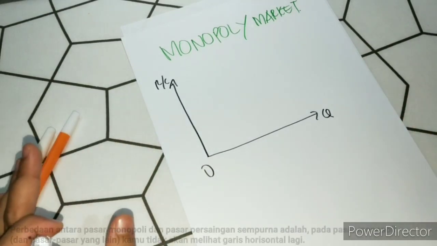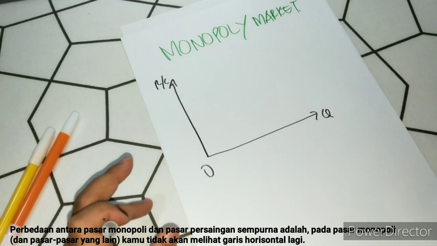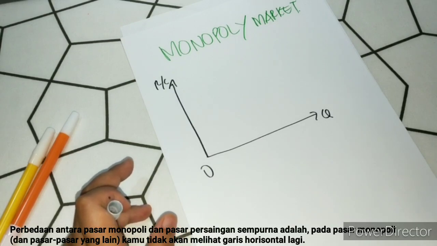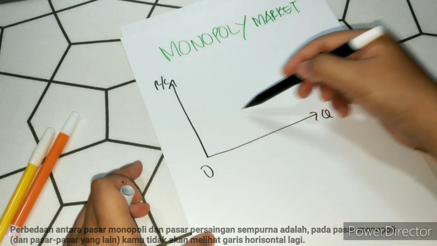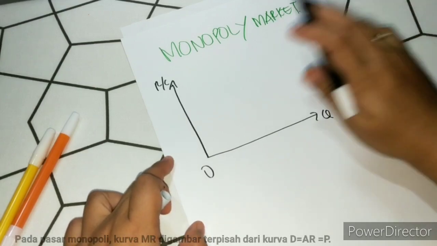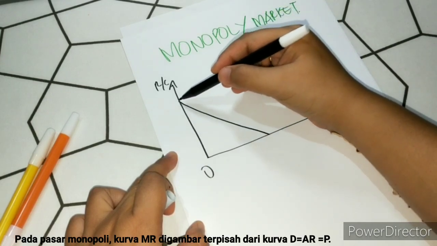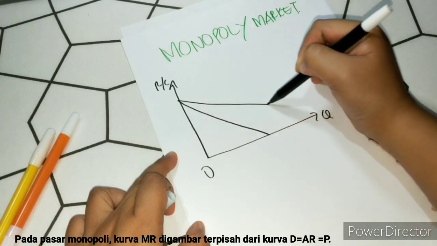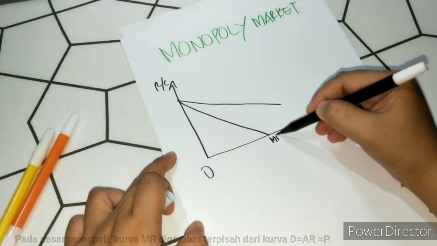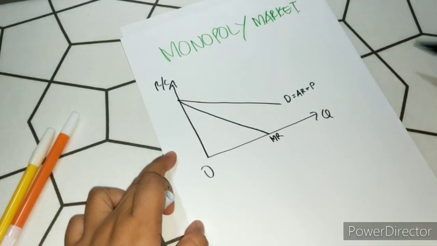The difference between the monopoly market and the perfect competition market is that in the monopoly market, and in other markets after this, you will not see the horizontal line anymore. There is no horizontal line except in the perfect competition market. So in the monopoly market, the marginal revenue line will be separate from the demand, average revenue, and price line. So this is the marginal revenue, this is the demand, average revenue, and the price line.